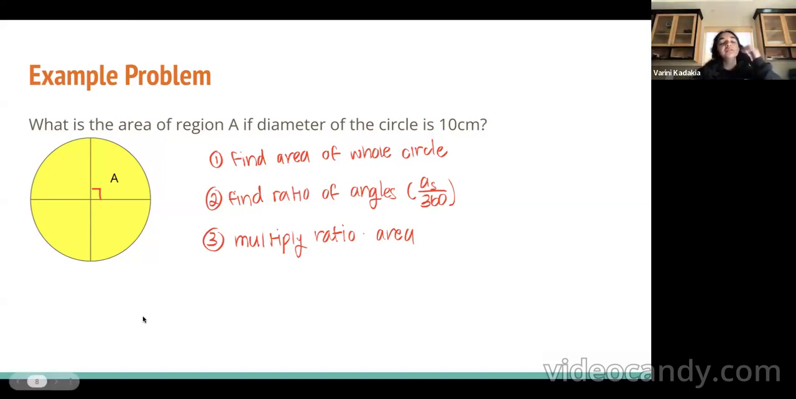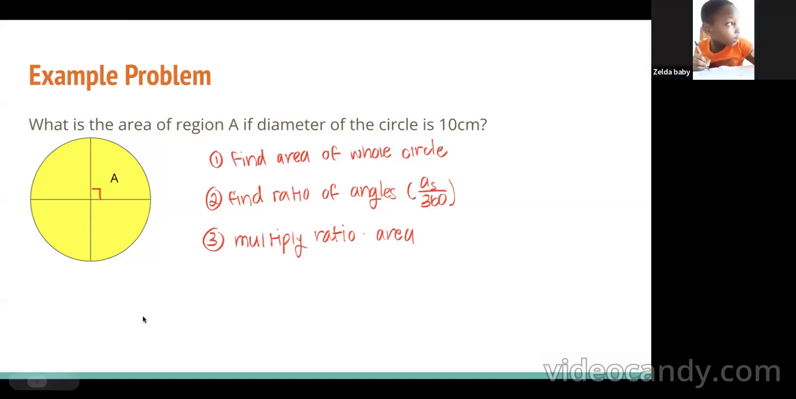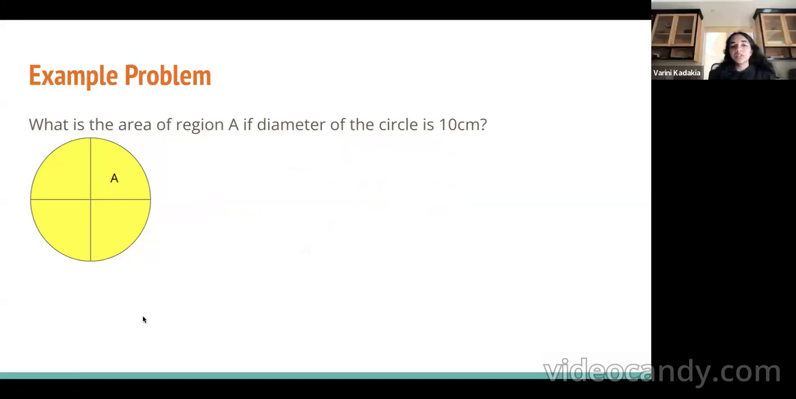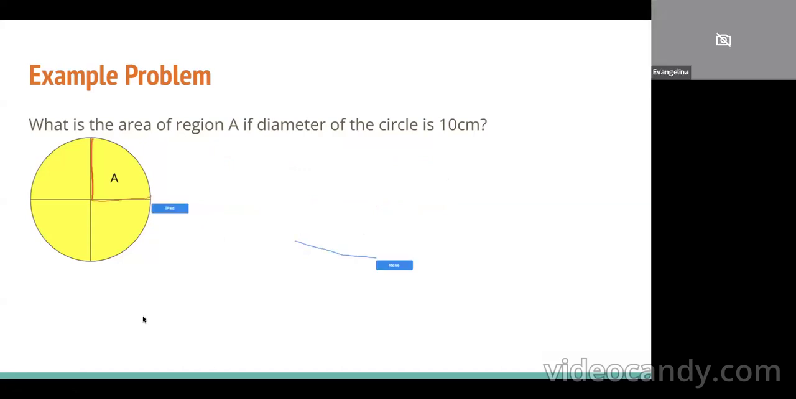Let me see how else to explain this. Okay, let's try it like this. So let's say we have the circle on the left and we have our sector, named A.